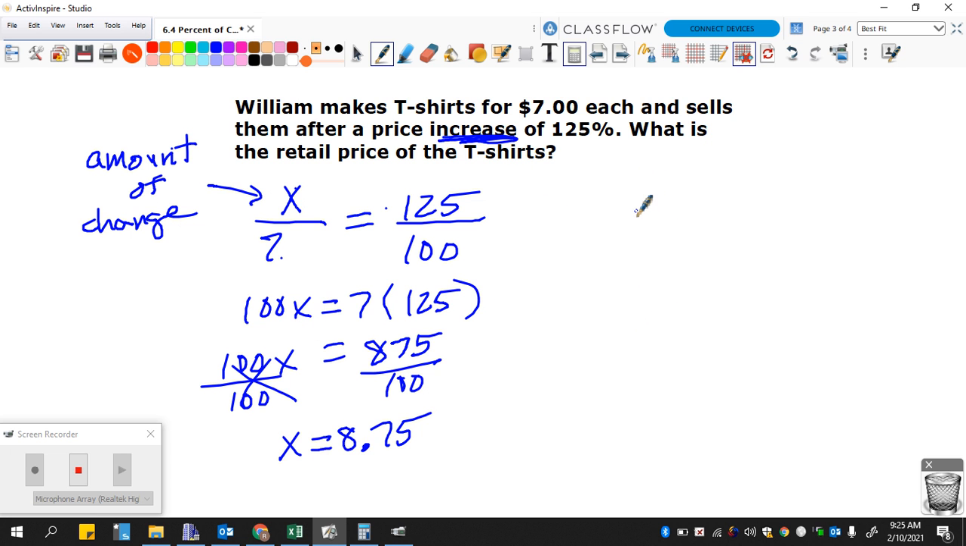So we're going to take the original amount, $7, and we're going to increase it by $8.75. Okay, and this is easy enough to do in our heads. So that turns into $15.75. That's the retail price. Okay, so he made $8.75 on each shirt, but he's selling them for $15.75.